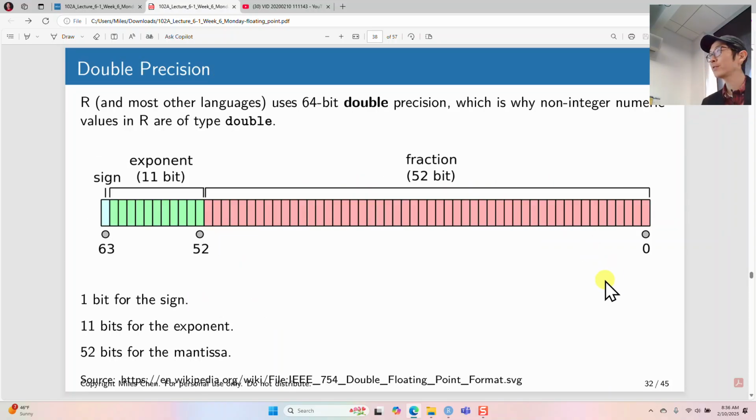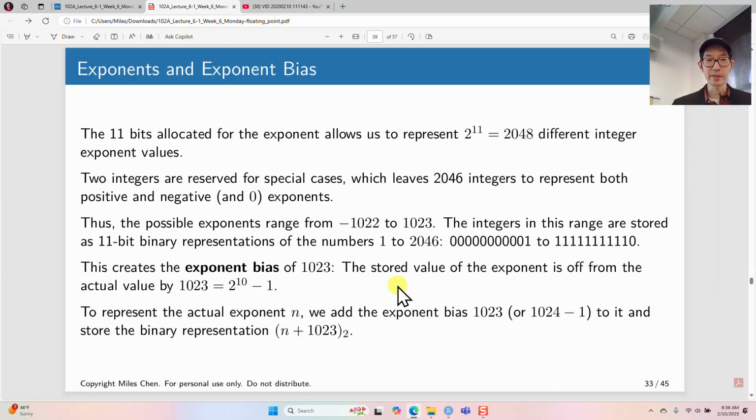So this is a picture of what you can see. We have bits 0 through 63, so that's our 64 bits. We use 1 for the sign, 11 for the exponent, and then this will be our mantissa, or our fraction.